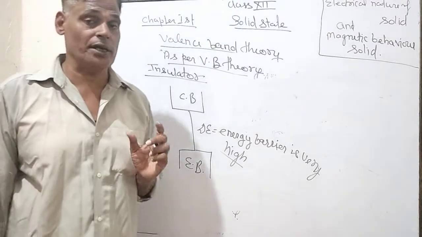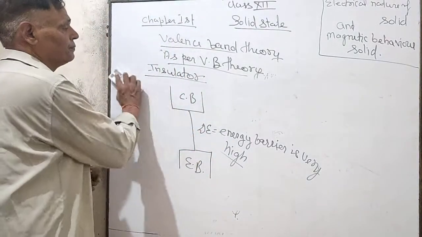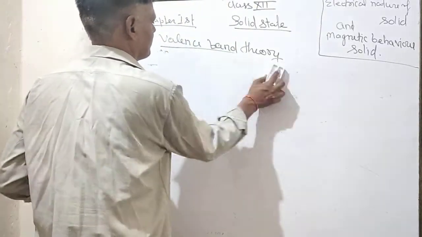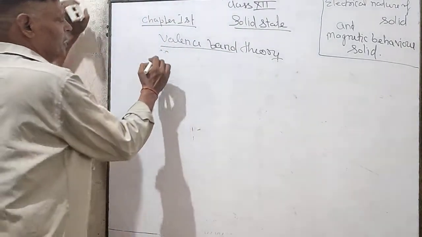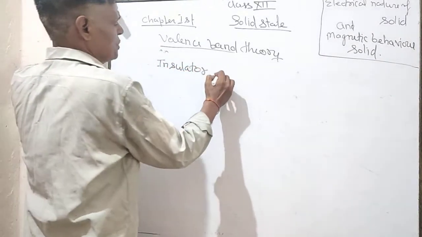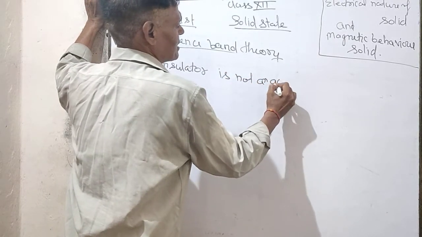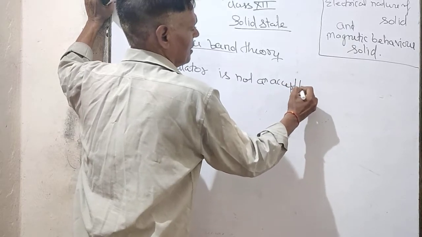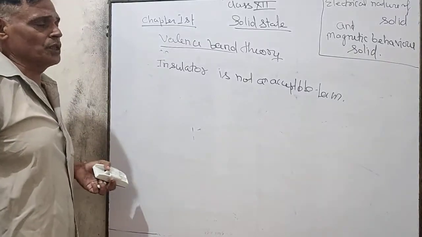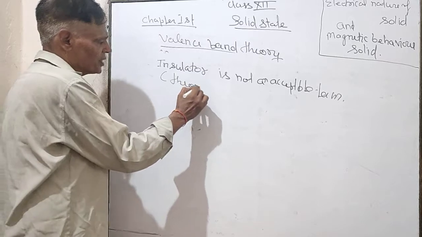It is an impossible idea in chemistry, in science. So let us discuss what I want to tell you: insulator, theoretically, is not an acceptable term. It is not an acceptable term if we take things on a theoretical background.